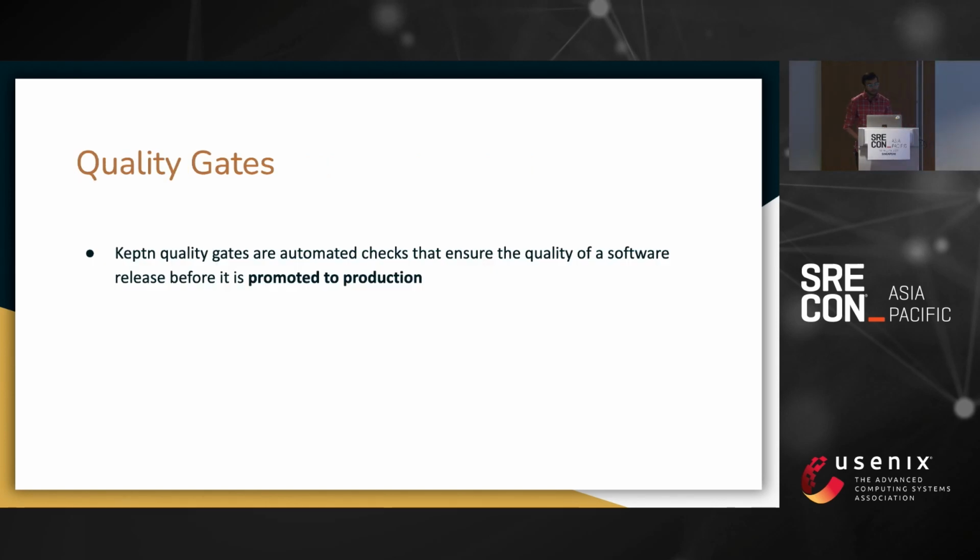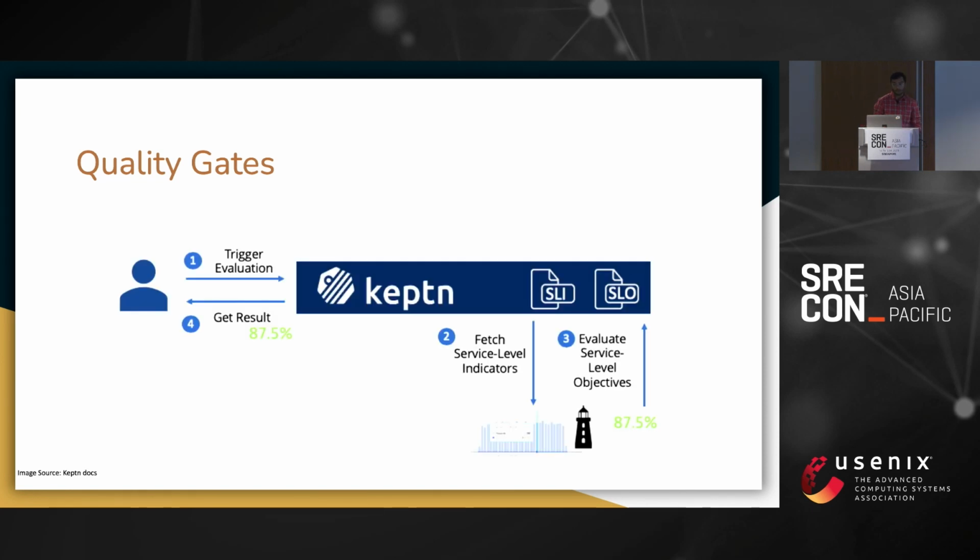So Keptn quality gates are validation that all the criteria are met before we are promoting the code to production. So let's take a look at the quality gates flow. This is how the flow looks like.